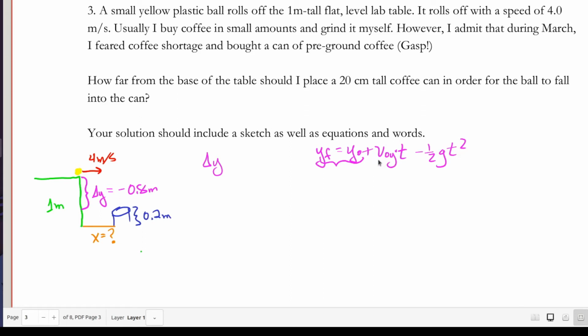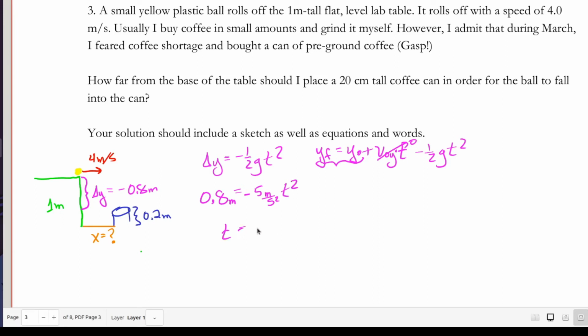We know v y0 in this case is 0 because it's a horizontal velocity, so it begins with neither an up nor down component. So delta y is again just this third term, this quadratic term, 1/2 g t squared, telling us 0.8 meters is negative 1/2 of 10 meters per second squared, so that's negative 5 meters per second squared times some amount of time squared.